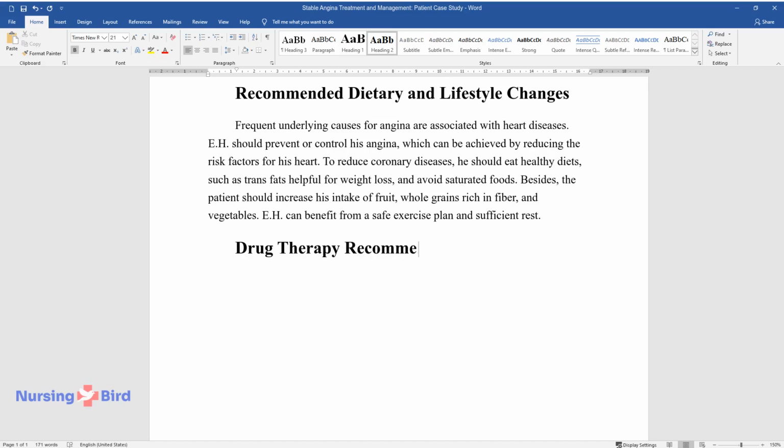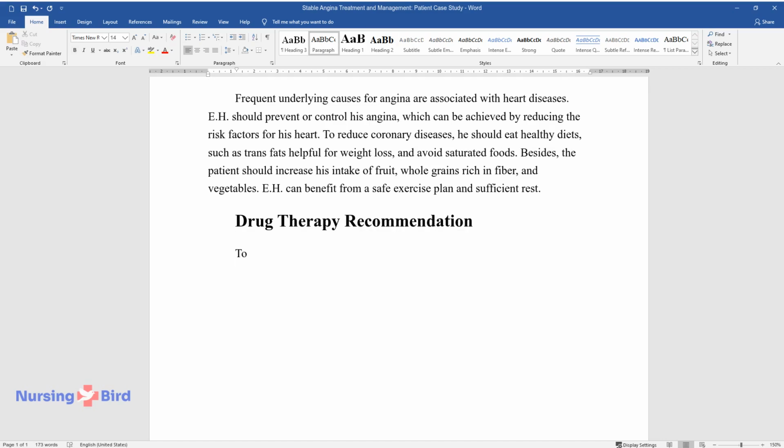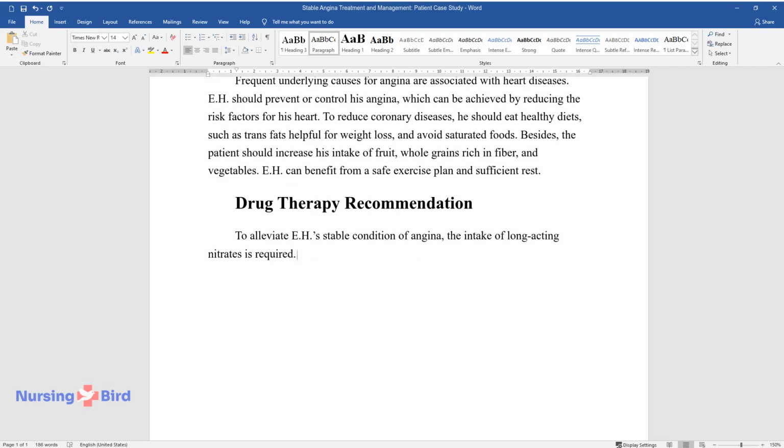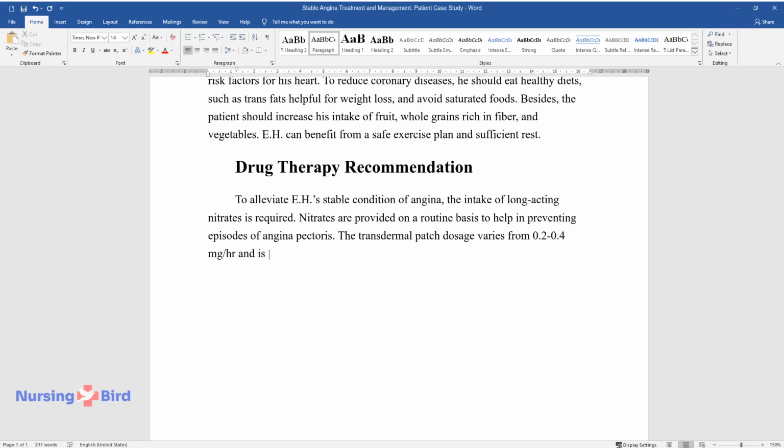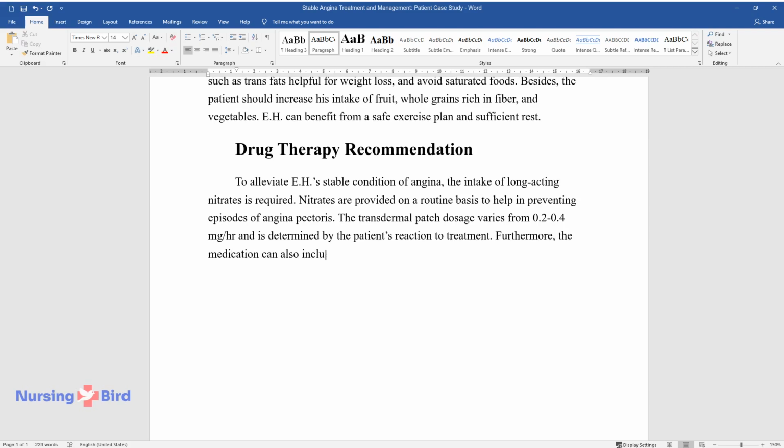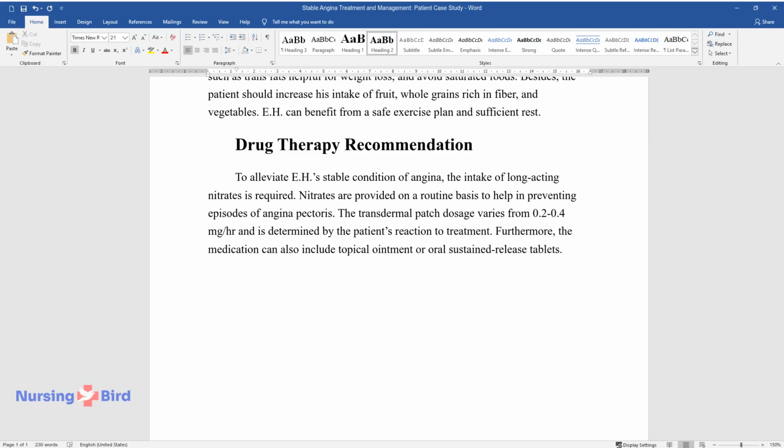Drug therapy recommendation. To alleviate EH's stable condition of angina, the intake of long-acting nitrates is required. Nitrates are provided on a routine basis to help in preventing episodes of angina pectoris. The transdermal patch dosage varies from 0.2 to 0.4 mg per hour and is determined by the patient's reaction to treatment. Furthermore, the medication can also include topical ointment or oral sustained-release tablets.